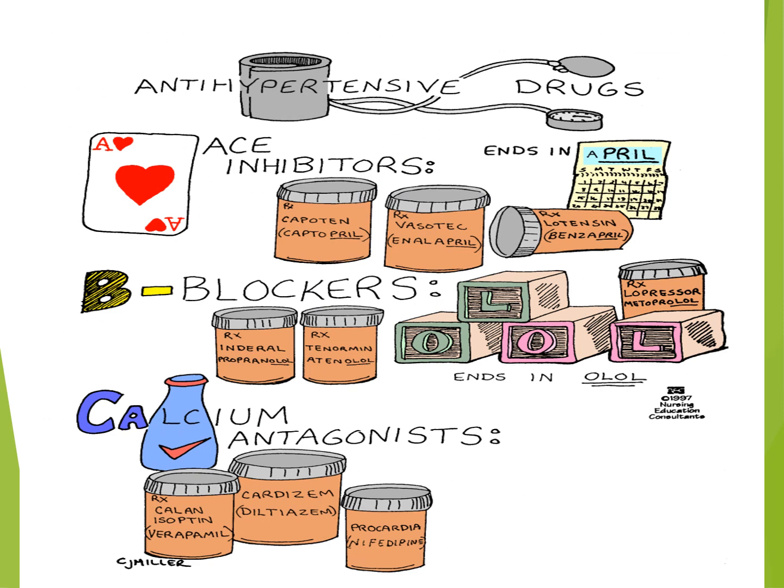And remember our ABCs when it comes to our HTN, hypertension, our antihypertensive drugs. ACE inhibitors are our PRILs, right? Beta blockers are LOLs, our calcium antagonists, right? Remember nifedipine, right? But they also include Cardizem, Procardia, and all those key drugs, right? Verapamil. So remember our ABCs when it comes to hypertension.